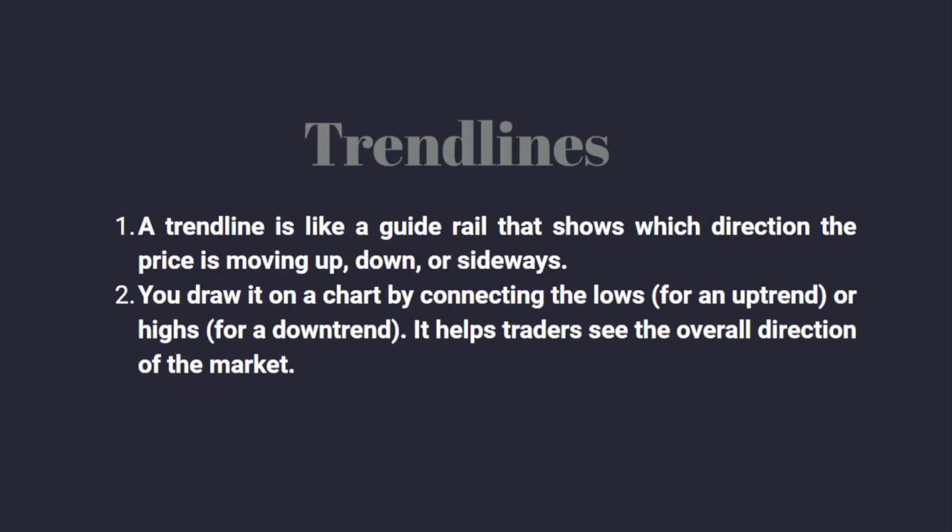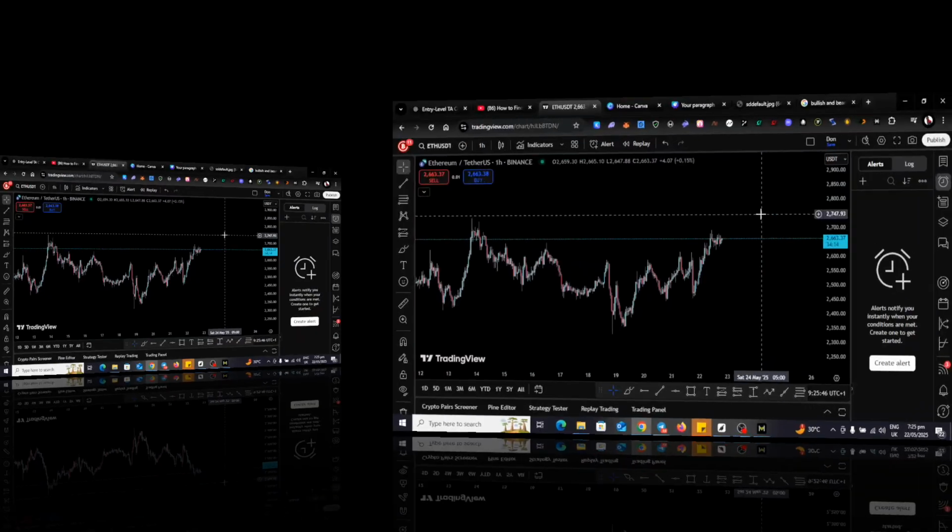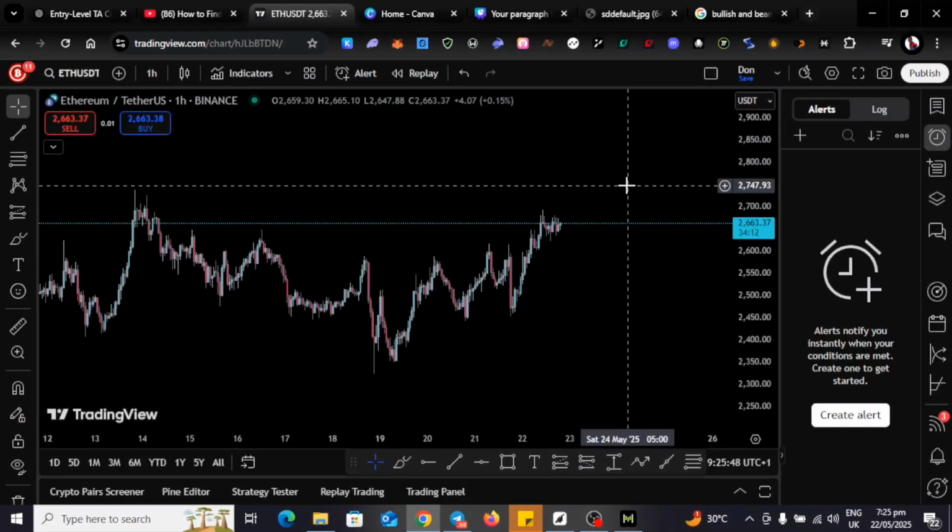Secondly, you draw the trend line on the chart by connecting the lows for an uptrend or the highs for a downtrend. It helps traders see the overall direction of the market. So this is the basic understanding of a trend line. We are going to go to the chart right now to fully identify trend lines and put everything into practical use, to see how it connects the dots, how you can identify a trend line, and how you can use it. So we are going to be identifying trend lines right now.